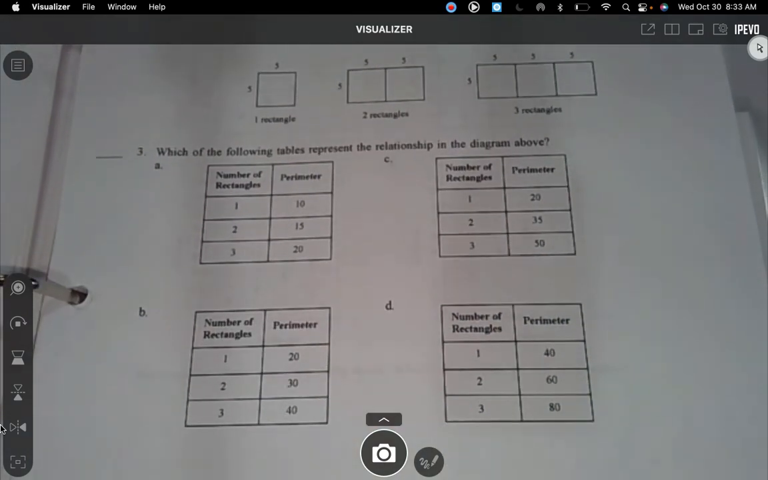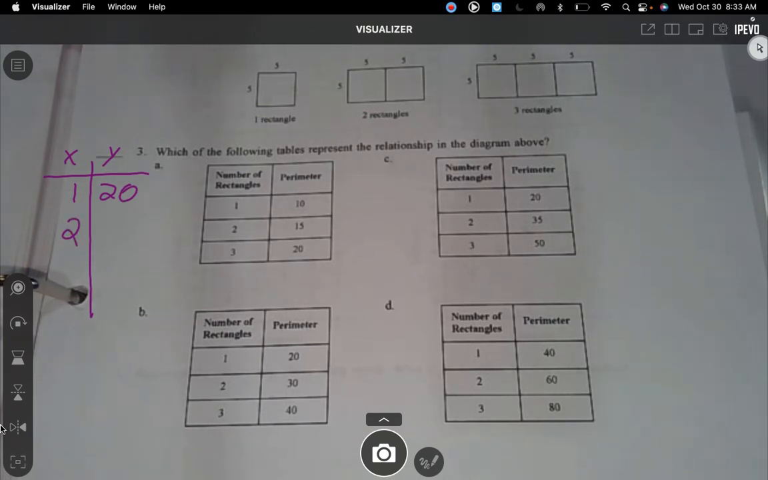Okay, we're going to find the table that matches this. So my first rectangle, that's what we're looking at. That's what the number 1 is. I'm going to draw my own though. In my first rectangle, what's the perimeter? It's 5, 5, 5, and 5. It's actually a square. 20. So 5, 5, 5, and 5 is 20.